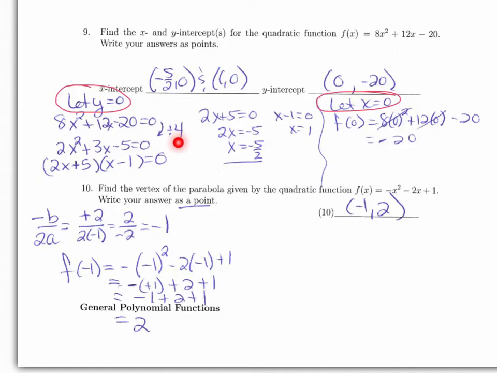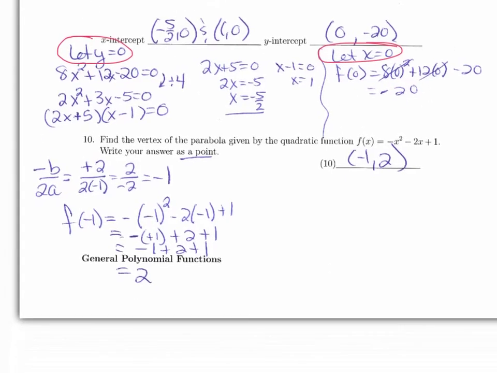You cannot divide by x, but you can divide by a number. And then the subsequent equation is factorable. Yes, this is factorable. You could factor a 4 out front as well. Either one will work. 0 property, solve them both for x. So you get 2 x-intercepts here. For the y-intercept, you're going to let x equal 0, so you're finding f of 0, and that's just -20.